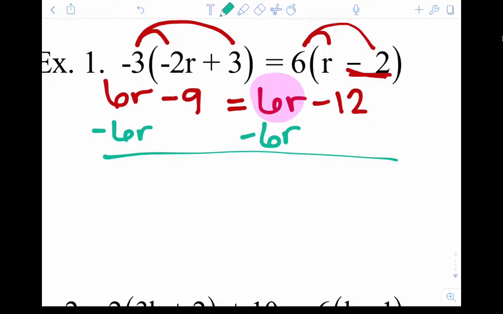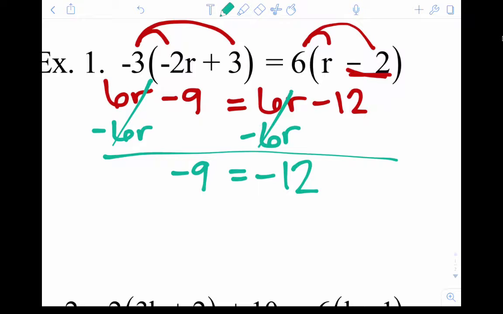So now as I'm rewriting my equation, on the left, I have 6r minus 6r, which is 0. Those cancel out. And then I get negative 9. On the right side, my 6r's cancel out, and I have negative 12. This looks kind of weird. Although at this point you might think that you've done something wrong just because this looks kind of different, you haven't. This is perfectly fine.